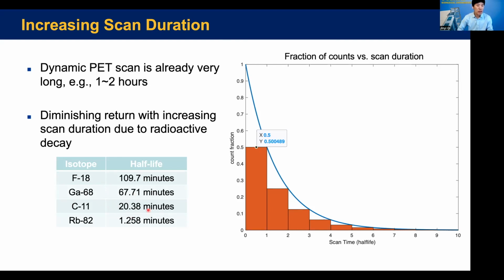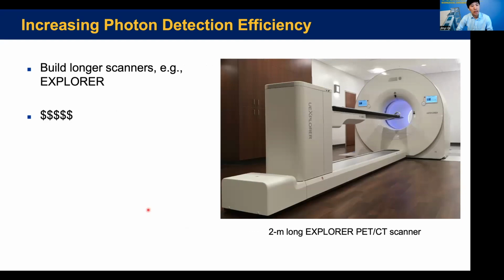Okay. So the next option is to build a better scanner that has a higher photon detection efficiency. So this would be the example of the Explorer scanner that has been built. It's 2 meters long, so it provides very high photon detection efficiency. But the problem is it's very expensive. Not everyone can afford such a long axial field of view scanner.